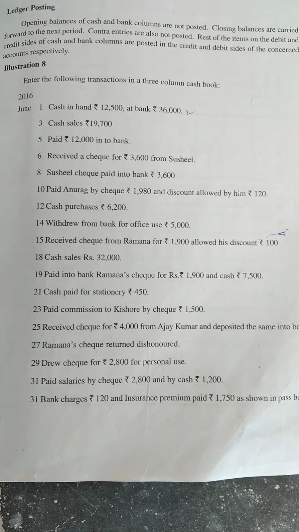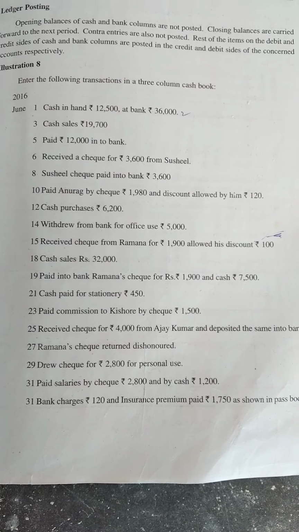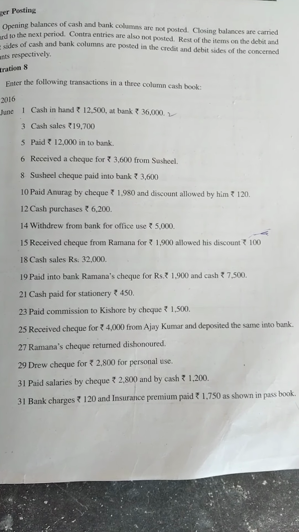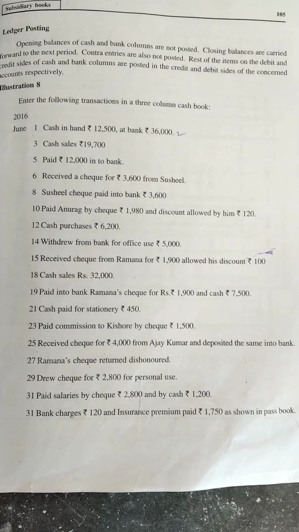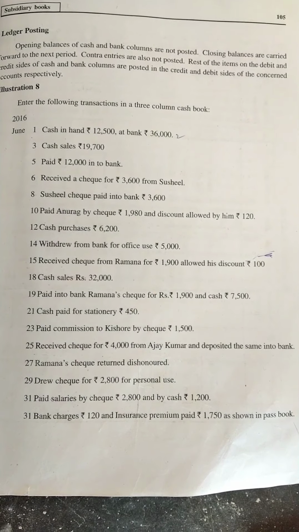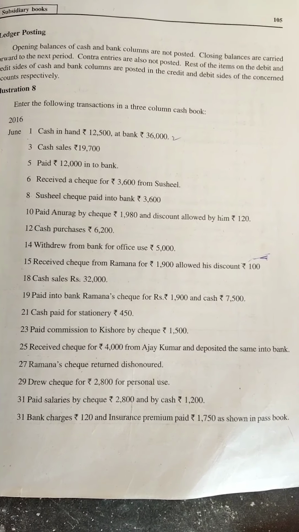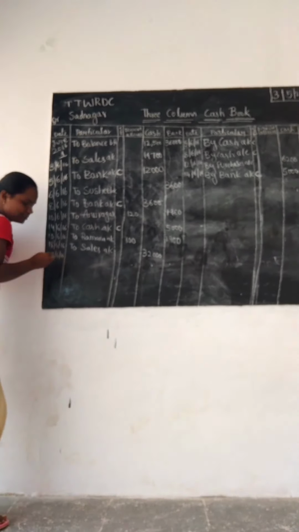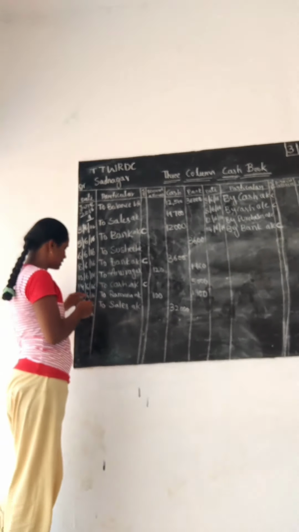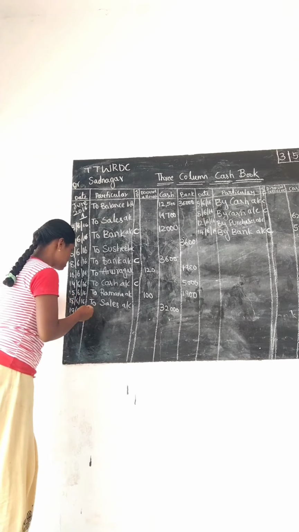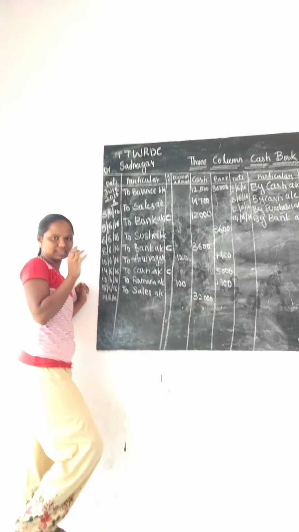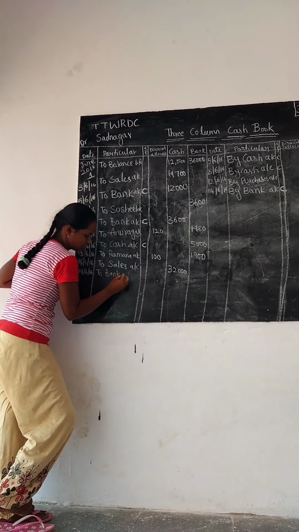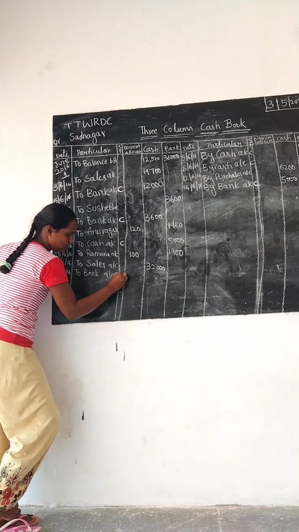On day 19, paid into bank Ramana check for rupees 1,900 and cash 7,500. Here we are paying the Ramana check into the bank, so it is a contra entry. On the 19th we are depositing the Ramana check into the bank, so the journal entry is bank account debit to cash account credit. Here we should write a contra entry.